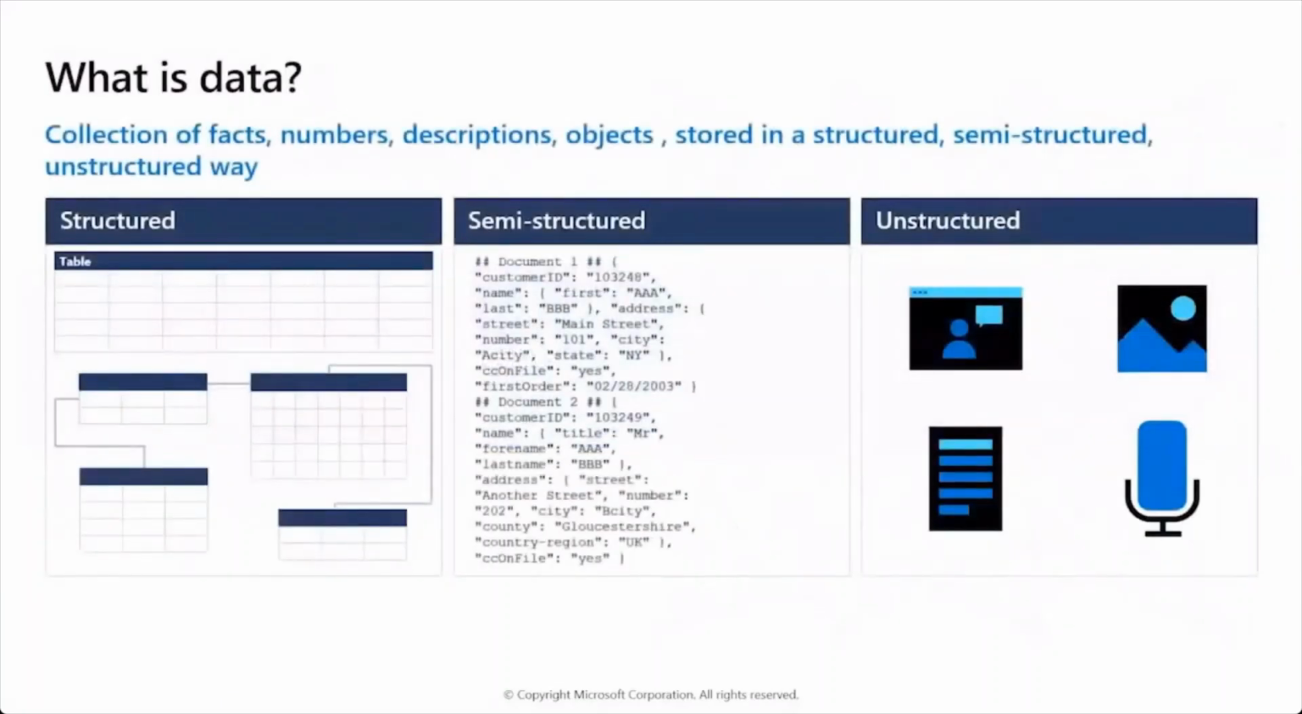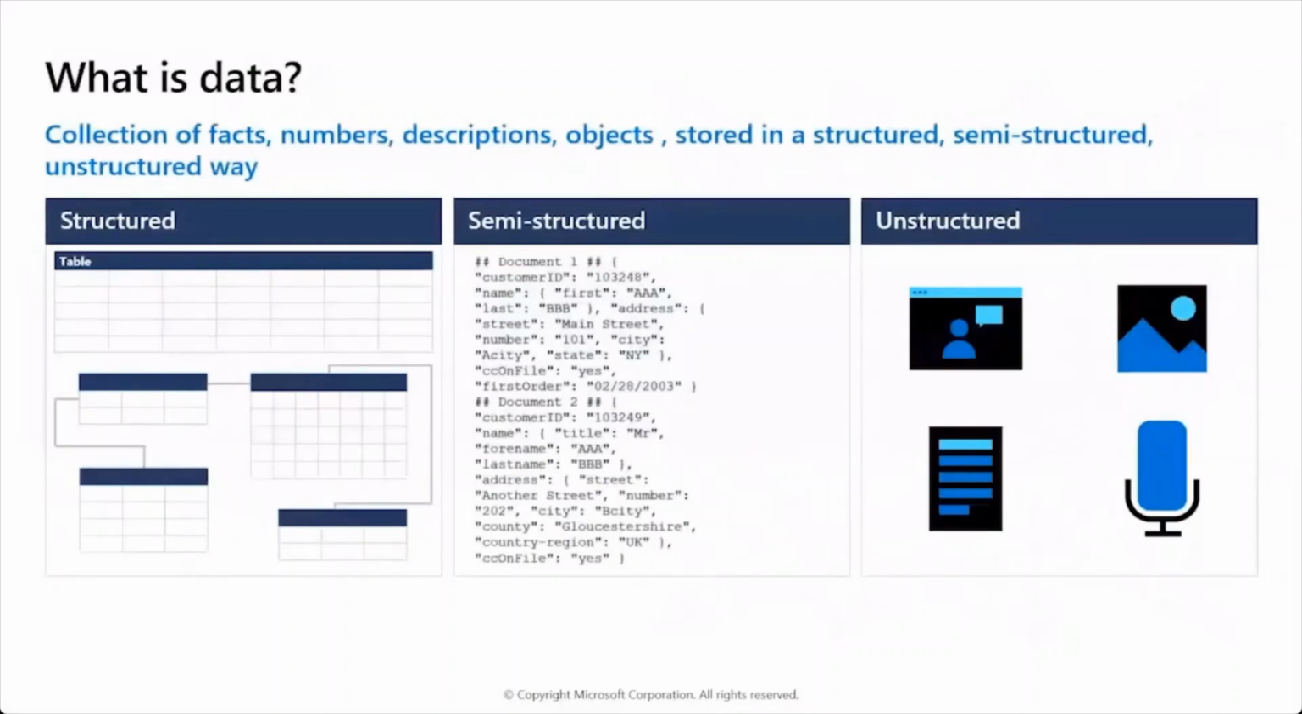Now, what is data? Well, by definition, data is a collection of facts, such as numbers, descriptions, and observations used in decision making. So you can classify data as structured, semi-structured, or unstructured. Now, structured data is data that adheres to a schema. So all of the data has the same fields or properties. Structured data can be stored in a database table with rows and columns.